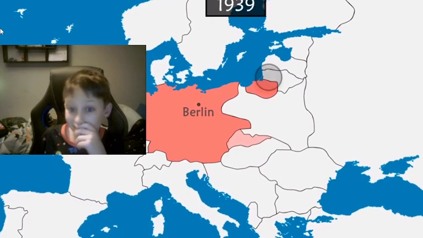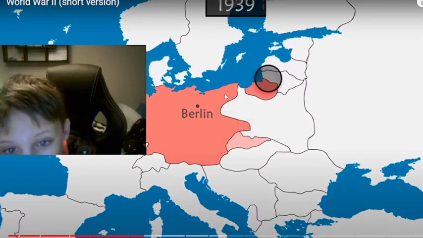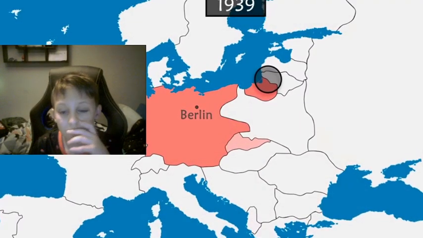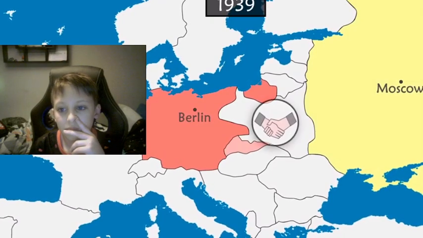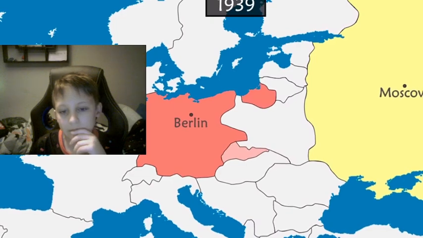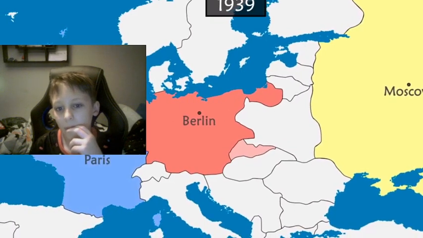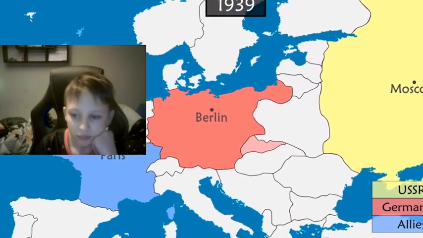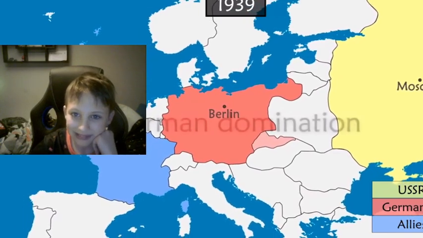After the occupation of a part of Lithuania, are they going to invade this country here? Germany signs with the USSR a non-aggression pact and a plan to carve up Europe. It then attacks Poland, which provokes the United Kingdom and France to declare war, marking the beginning of World War II.